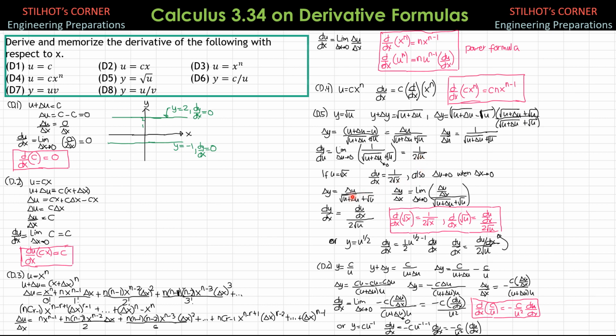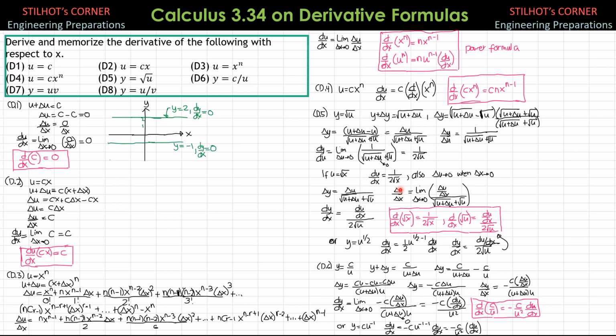Also, as delta u approaches 0, that is when delta u approaches 0 when delta x approaches 0. So from here, delta y equals delta u over square root of u plus delta u plus square root of u.